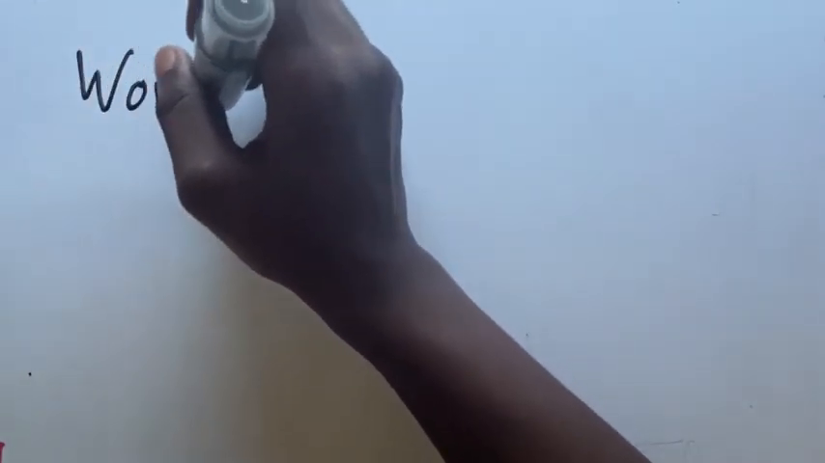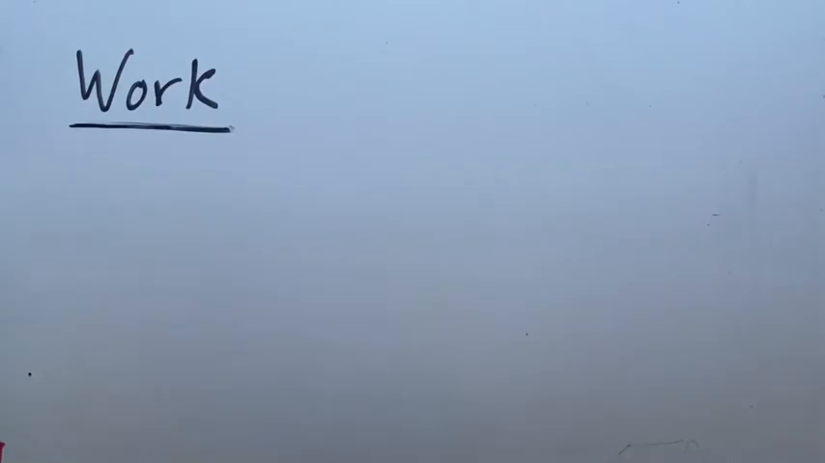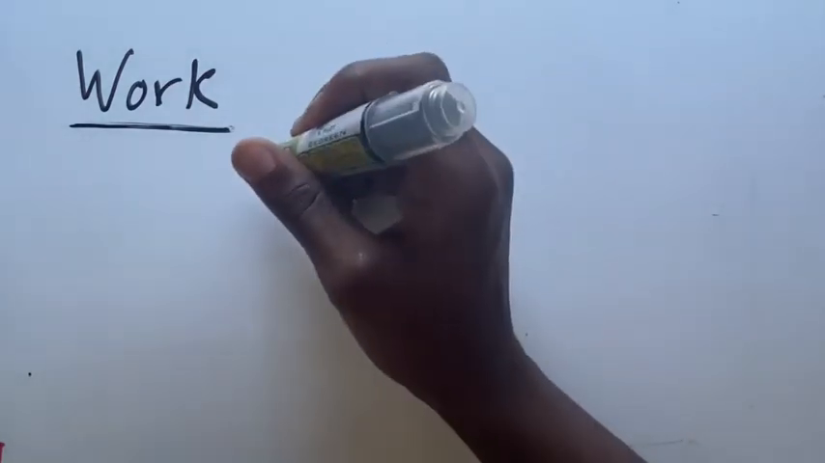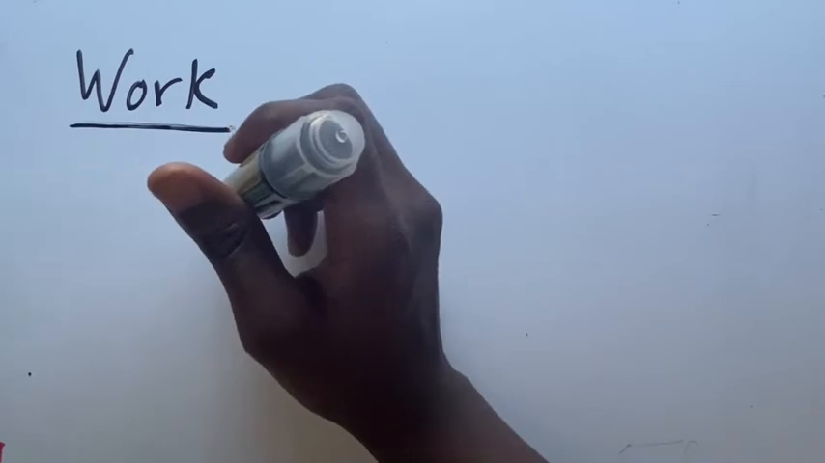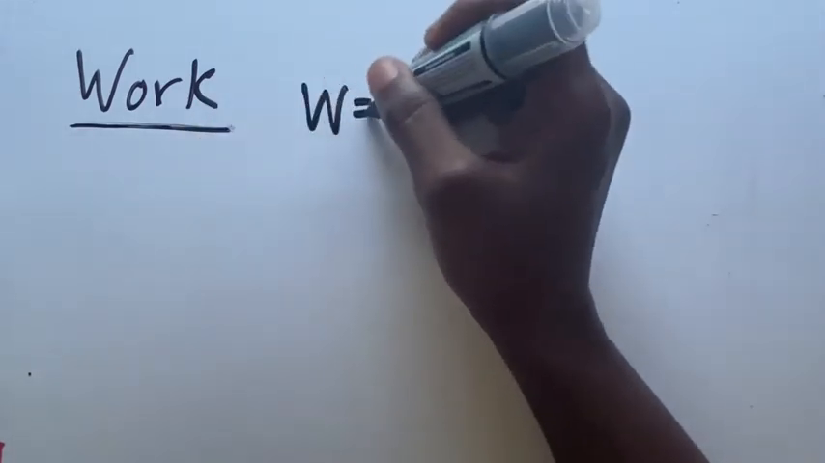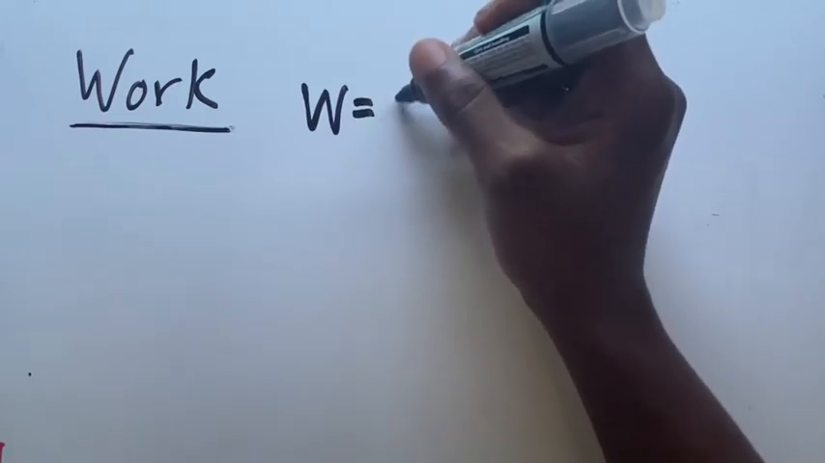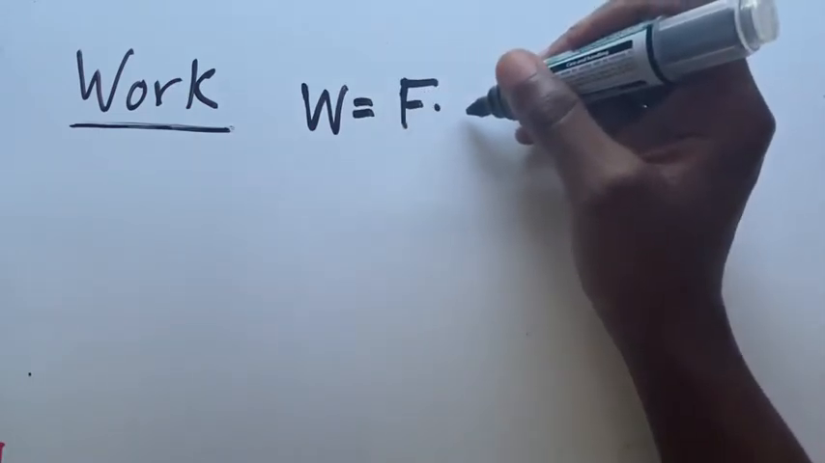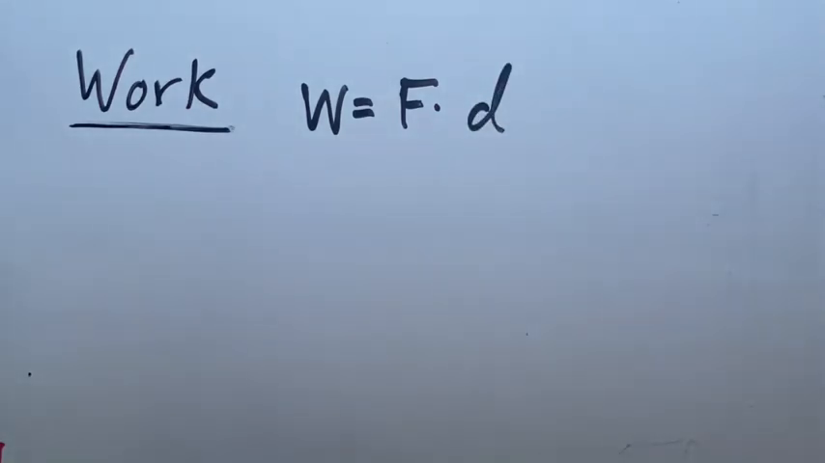Boom. Okay, so next we're going to go over work. And so again, I'm just going to give you the equation and then try to explain it and talk about it after I give it to you. So work is given by force times distance.